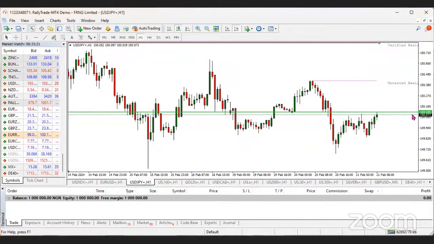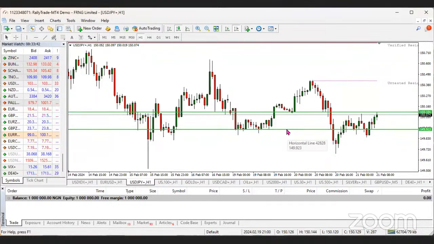So you can take your buy entry above this 150.101, then take your profit before this untested resistance. But alternatively, if the market decides to retrace, going for a sell, you could confidently go in for a sell below the week of this support region, the week of this support region.